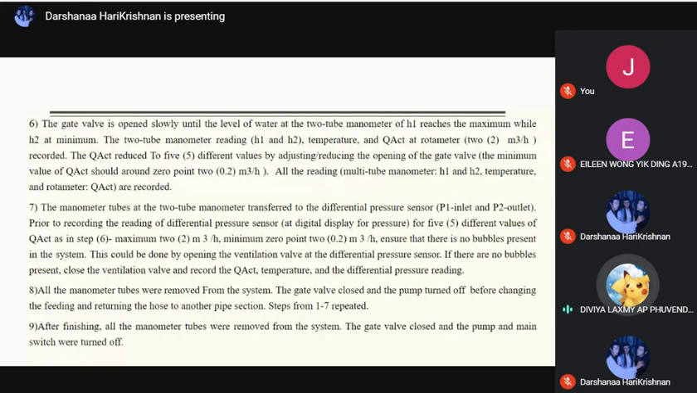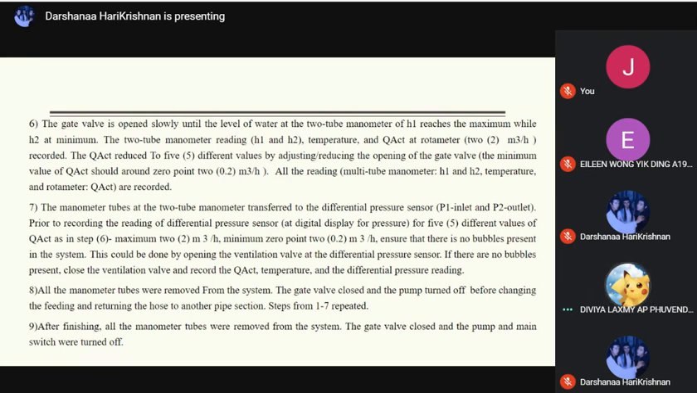The actual flow rate is reduced to 5 different values by adjusting or reducing the opening of the gate valve. The minimum value of Q actual should be around 0.2 meter cube per hour. All the readings of the manometer H1 and H2, the temperature, and the rotameter, which is the Q actual, are recorded.